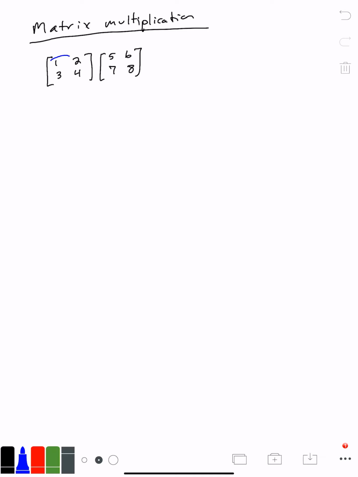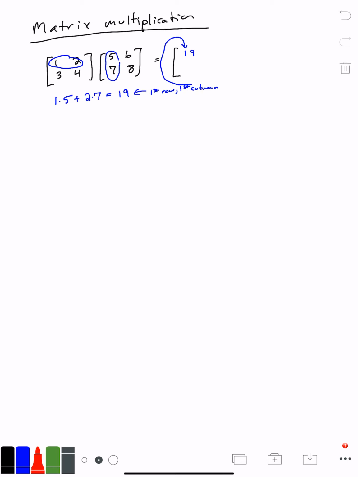Now, here's how it's going to work. What you're going to do is take the first row of the first matrix and the first column of the second matrix, and calculate the following. You multiply the first numbers together, multiply the second numbers together, and add them up. That gives you 19. That's going to be the first number in the answer matrix. Again, this comes from first row, first column, and that is why the answer goes in the first row, first column here.